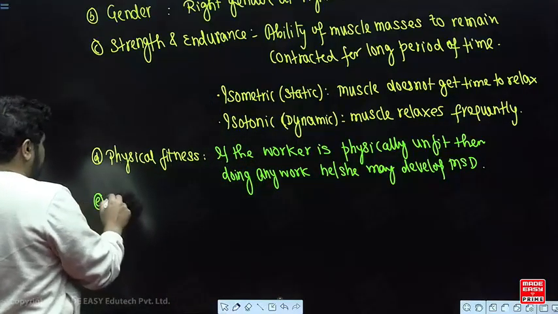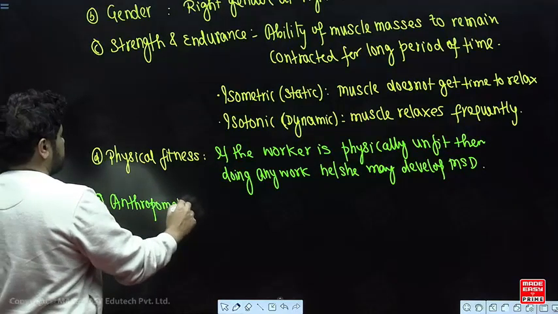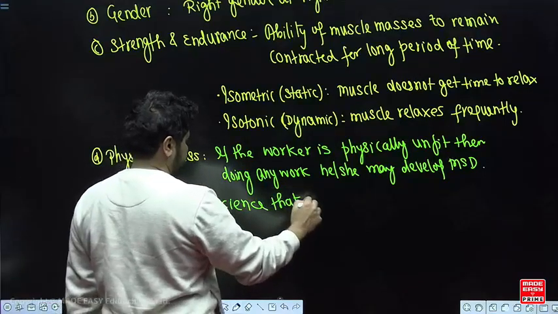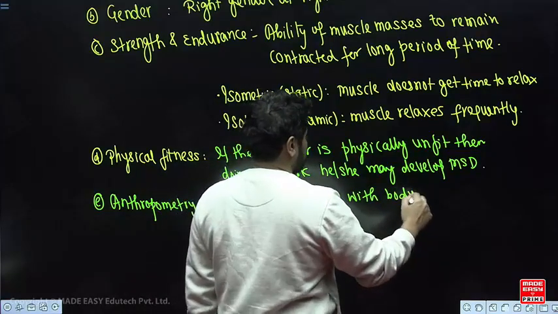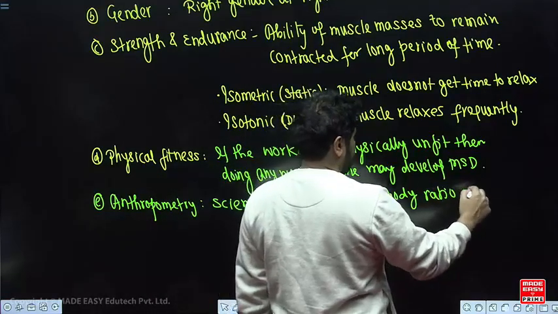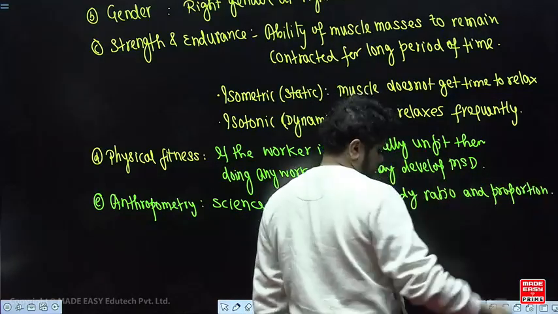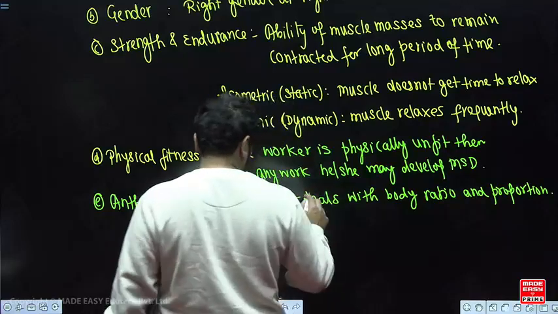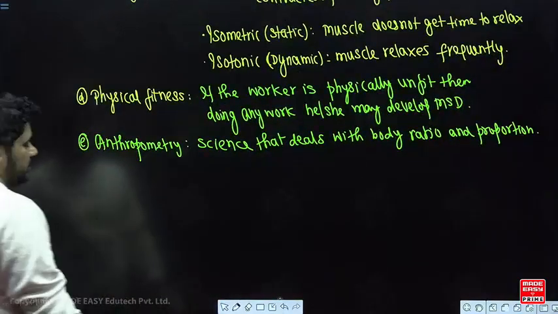And the last is called anthropometry. What is anthropometry? Anthropometry means it is a science that deals with body ratio and proportion. Correct? So science that deals with body ratio and proportion, right?